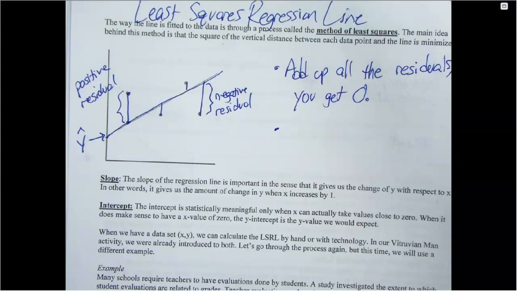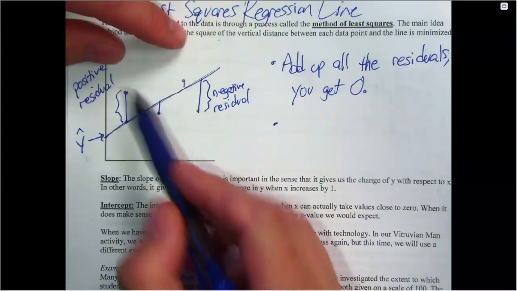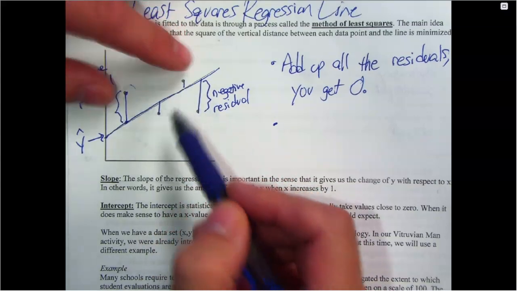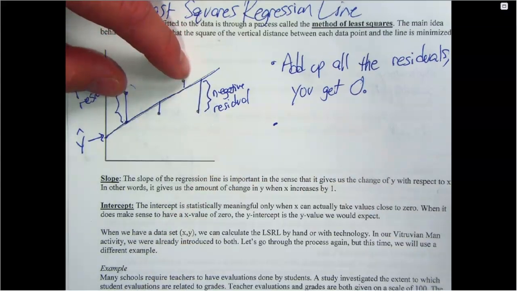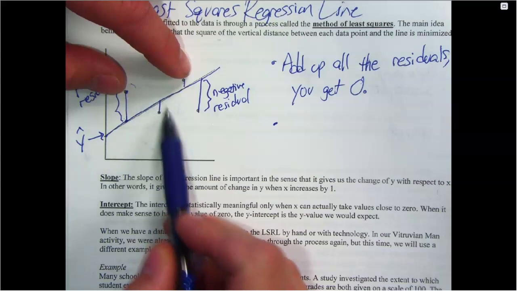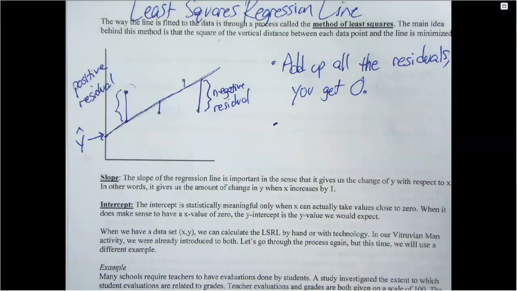So that's just a function of how the line is created. You don't ever have to worry about making it 0. You would just need to know that if you add them all up, you'll get 0. Whatever this amount is, if I added these two positive ones up, that's the error above the line. If I added these two negative ones up, that's the error below the line. And they all just cancel out.